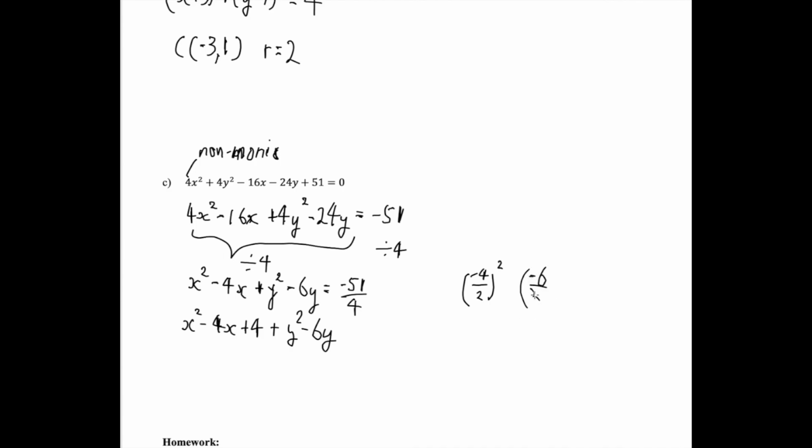Now the reason I'm doing my working out here is because I don't want to write a whole line where I write this and simplify it. So as you can see, I'm trying to save time here. So minus 6 divided by 2 is minus 3. Squared is 9. And that's equal to minus 51 over 4. Now remember, what we do to the left side, we got to do to the right side. So we added this 4 and 9. So we got to add the 4 and the 9 here.